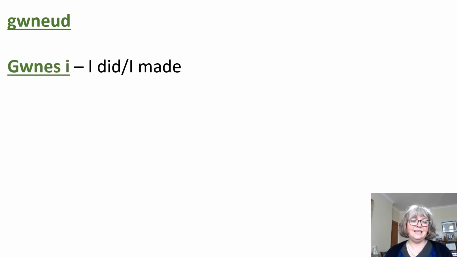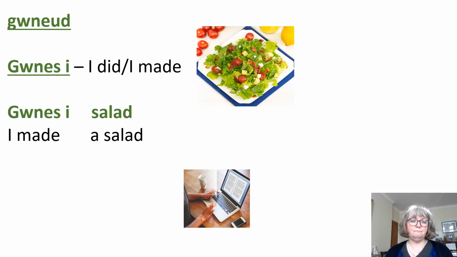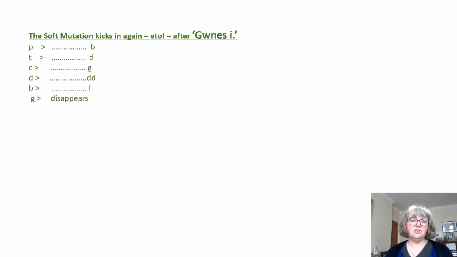Gwneud is the fourth verb. Gwnes i, I did, or I made. So gwnes i salad, I made a salad. Gwnes i adroddiad, I did a report. And then the mutation kicks in again after gwnes i. The same letter changes.